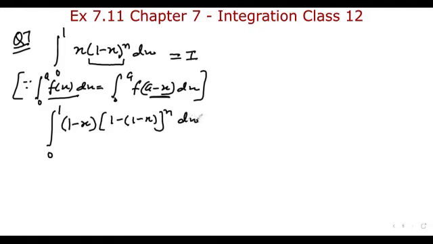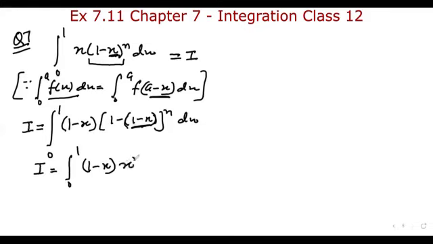Always remember, when you are replacing a single term with a double term, always put it inside the bracket so as to avoid the mistake of negative sign, right? So it is this. Now I is 0 to 1, 1 minus x. Now if I open the bracket, 1 and 1 will cancel.